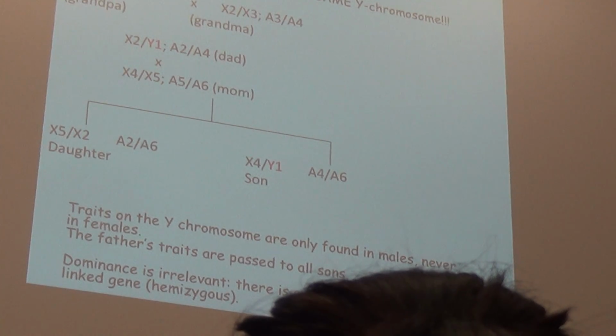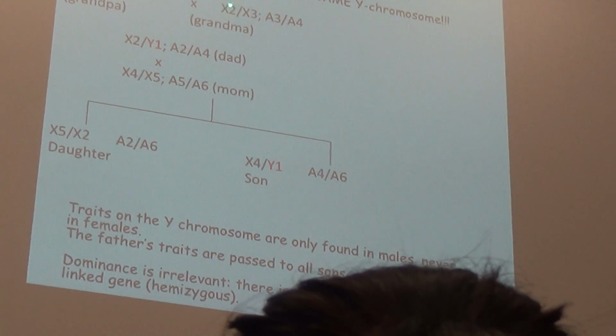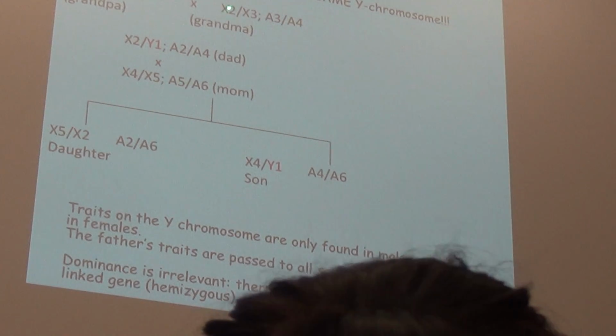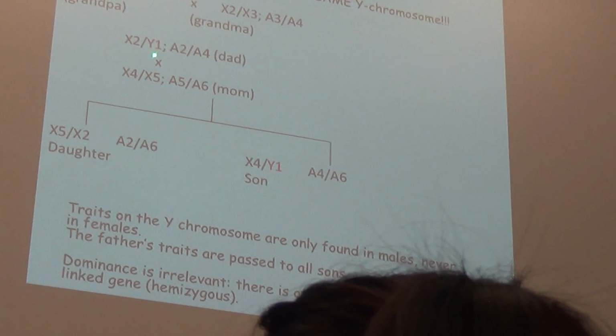This grandfather mates with his grandmother. This grandmother has X chromosomes, let's call them X2 and X3. Okay? Now you have the son here. The son might get this X2 chromosome from the grandmother, and he will get the Y1 chromosome from the grandfather.